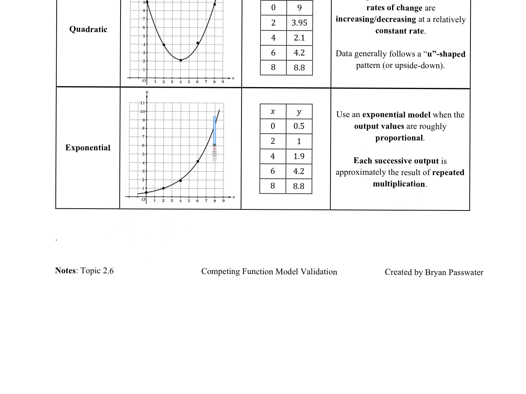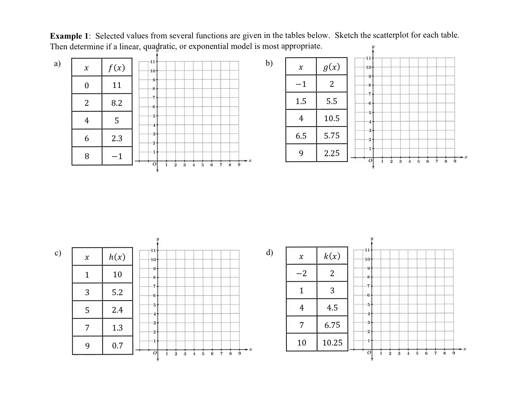On this one, my b would be greater than 1. And what makes it go the other way? When b is between 0 and 1, exactly. The repeated outputs are being multiplied, so that's what makes it roughly proportional. All right, let's play. On these examples, you have to figure out what is most appropriate: linear, quadratic, or exponential.